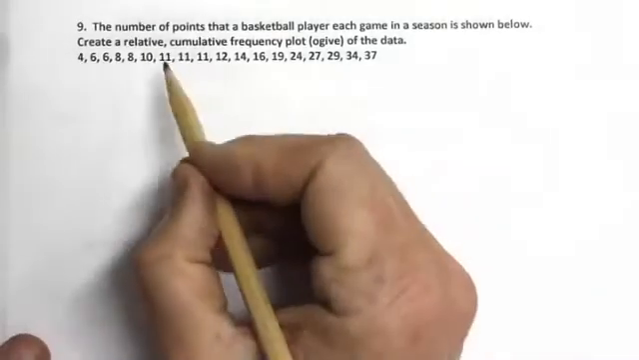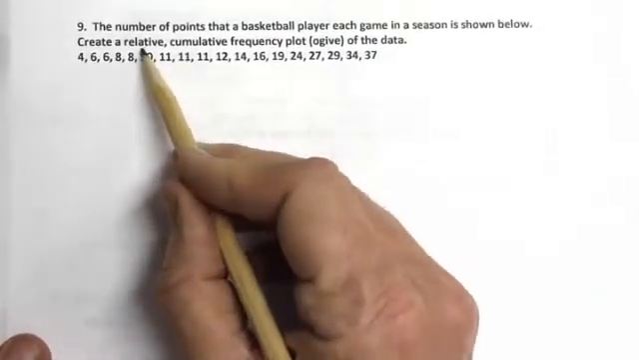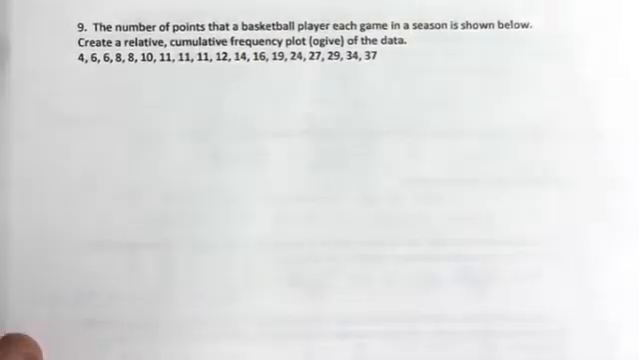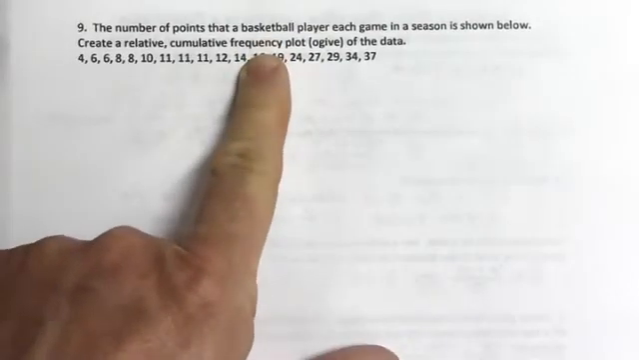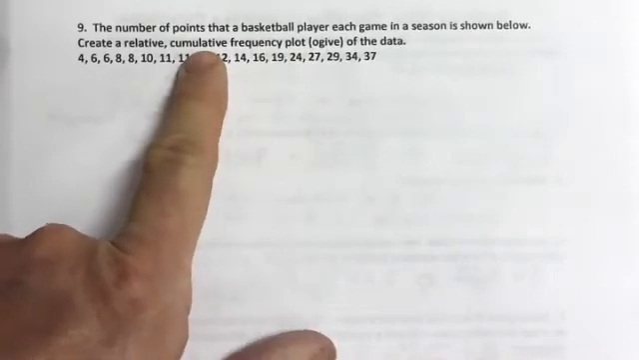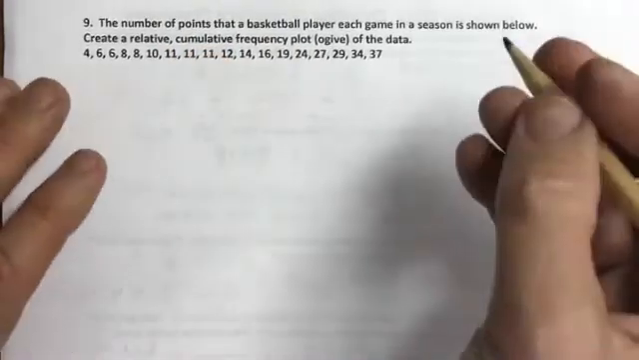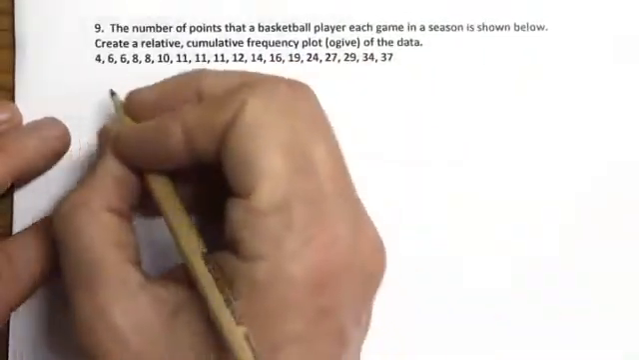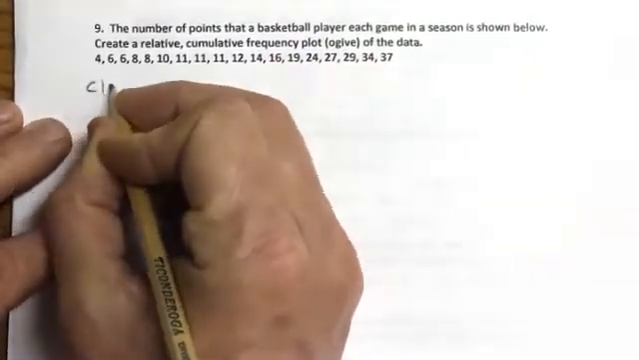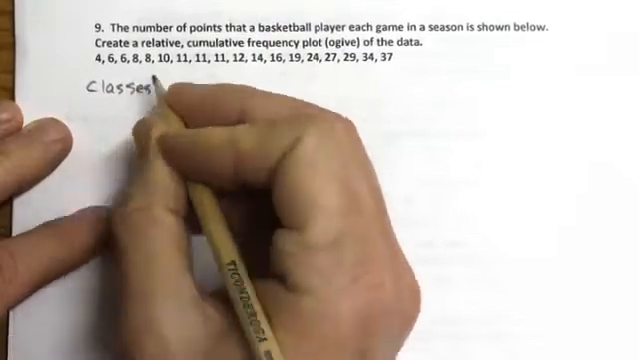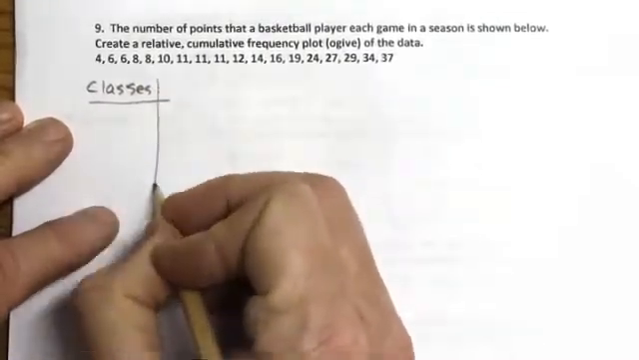All right, so we're going to have to graph a relative cumulative frequency plot. So the way we're going to do that is we need to look at the frequencies, and then find the cumulative frequencies and the relative cumulative frequencies. So let's make a frequency table. To do that, we need classes. So we're going to make a frequency table, just like when we made a histogram.